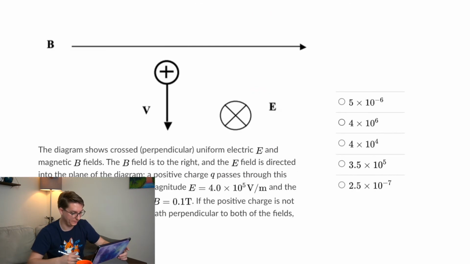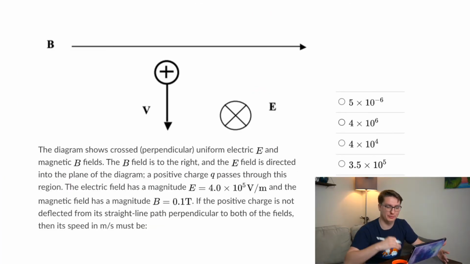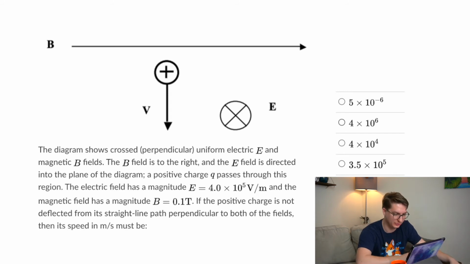Okay, let's keep going. We're going to do some math finally. We'll go over and use Wolfram Alpha and do all that stuff. The diagram shows crossed perpendicular uniform electric field E and magnetic field B. The magnetic field B is to the right and the E field is directed into the plane. Okay, and they give us some strengths. The positive charge is not deflected from its straight-line path perpendicular to both of the fields, and its speed must be blank.